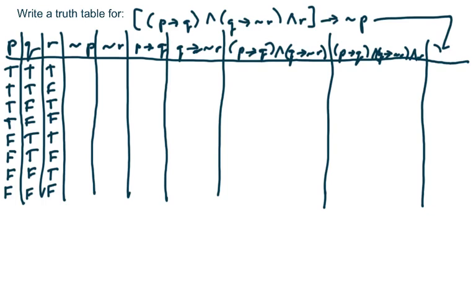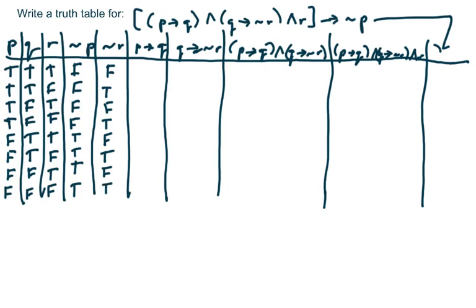Now, negation of P will simply reverse all the truth values for P. So the negation of P, that column would look like false, false, false, false, true, true, true, true. Not R, again, look at the R column and reverse everything: false, true, false, true, false, true, false, true.